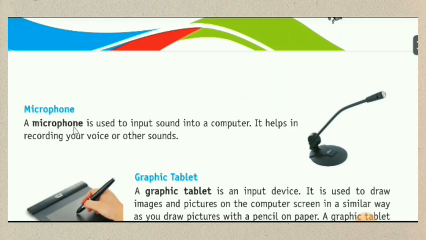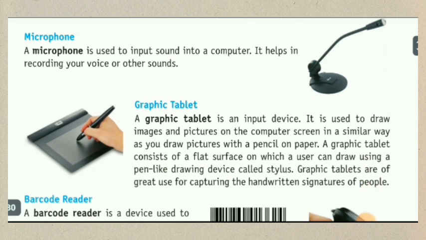Microphone. A microphone is used to input sound into a computer. It helps in recording your voice or other sounds. Graphic tablet. A graphic tablet is an input device. It is used to draw images and pictures on the computer's screen in a similar way as you draw pictures with a pencil on a paper. A graphic tablet consists of a flat surface on which a user can draw using a pen-like drawing device called stylus. Graphic tablets are of great use for capturing the handwritten signatures of people.